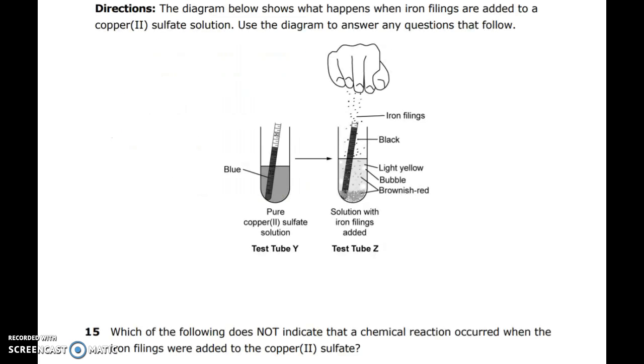Directions. The diagram below shows what happens when iron filings are added to copper sulfate solution. Use the diagram to answer any questions that may follow.